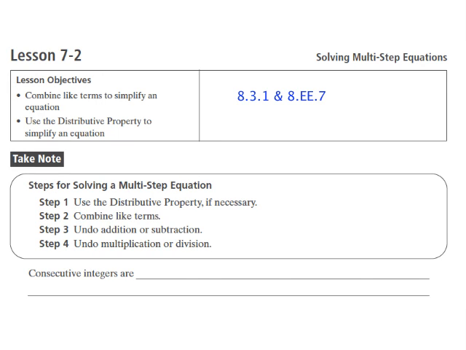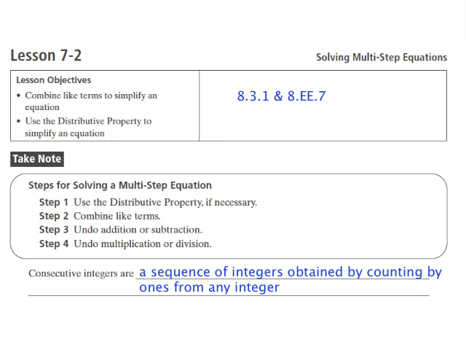Today's lesson is solving multi-step equations. We're going to have to combine like terms to simplify an equation and use the distributive property to simplify an equation. The Indiana Academic Standard is 8.3.1. The Common Core Standard is 8.EE.7.